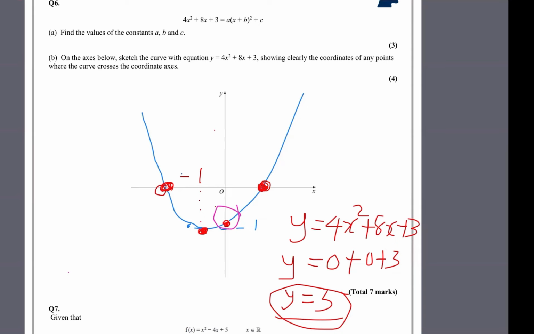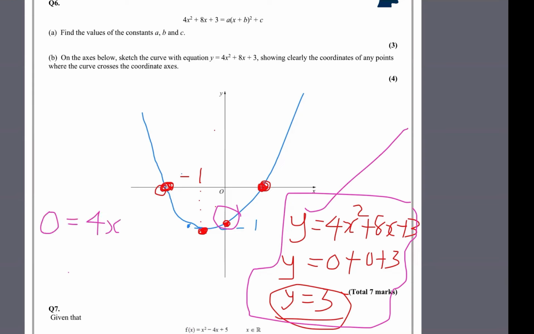look into the sketch one more time. So I said on the y-axis, your x equals 0, and that was what helped us to achieve that the y-intercept is at y equals 3. Also on the x-axis, your y is equal to 0. So if your y equals 0 on the x-axis, we can come back to this equation, and we have 0 is what? 4x squared plus 8x plus 3.